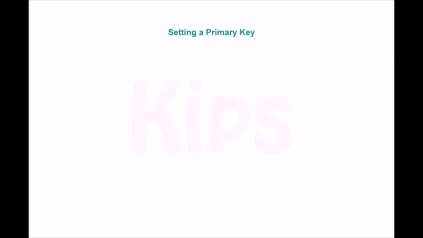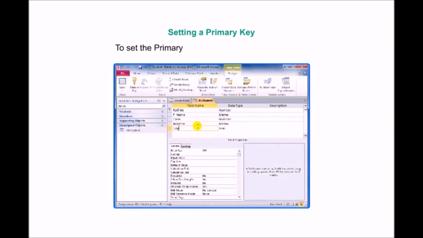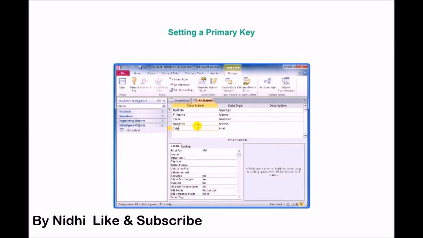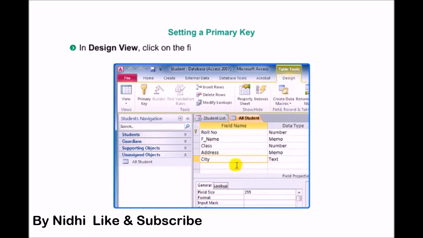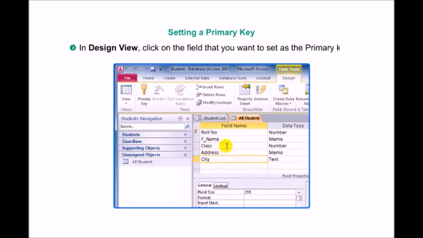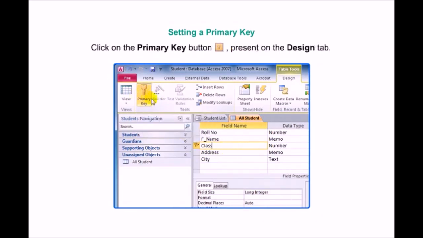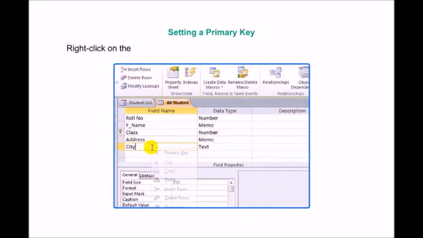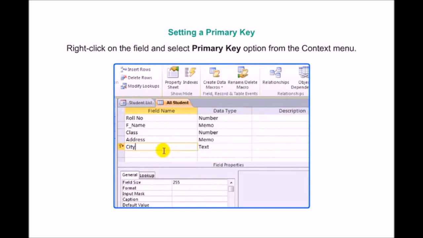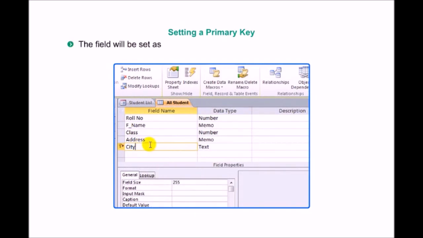Alright, now we will learn how to set a primary key. To set the primary key, follow the steps given below. In Design View, click on the field that you want to set as the primary key. The selected field will be highlighted. Click on the Primary Key button present on the Design tab, or right-click on the field and select the Primary Key option from the context menu. The field will be set as the primary key, indicated by a small key in the field selector column.